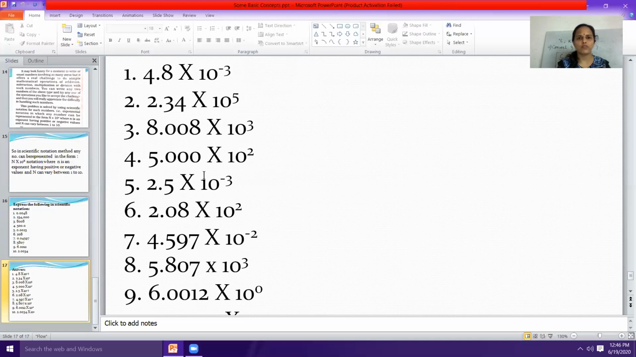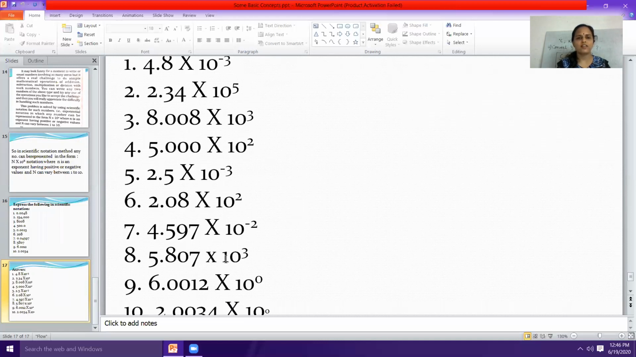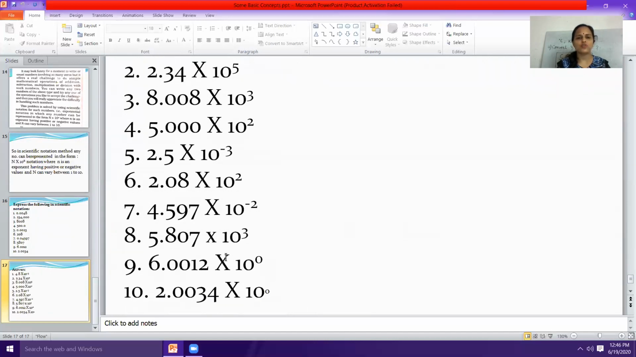Fifth answer 2.5 into 10 raised to minus 3. Sixth answer 2.08 into 10 raised to 2. Seventh answer 4.597 into 10 raised to minus 2. Eighth answer 5.807 into 10 raised to 3. Ninth one 6.0012 into 10 raised to 0. And the last one, 10th one, 2.0034 into 10 raised to 0.